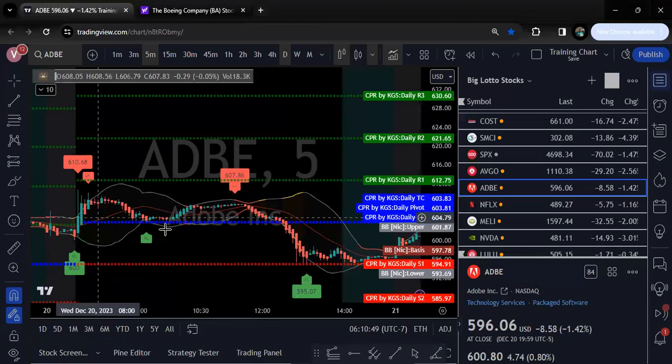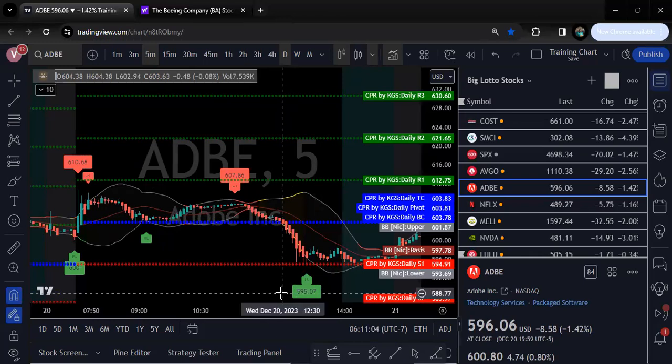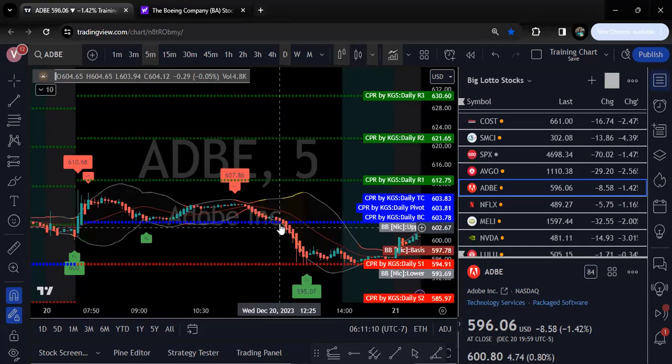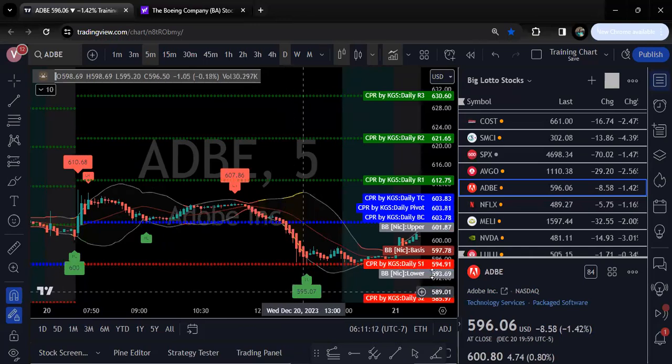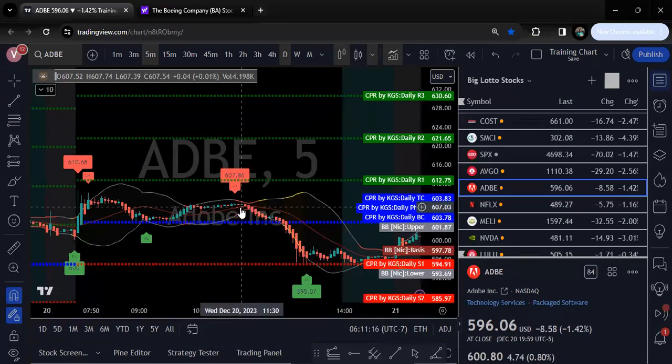So if you have a squeeze on the CPR, this narrow CPR, and it's not going to R1, then you're looking at it going down to S1 or S2. So the move is to find those scalping opportunities. Now, if you're looking at the ATR, this is coming from 603 to 594. It's giving you about 10 points. So this is a good scalp.